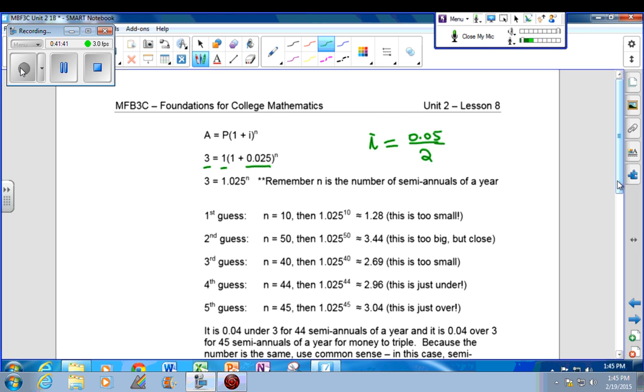So that's our i. Now, I don't like the way they did it here. They put 0.025, but I guess it's all right. They did the stuff inside the brackets, 1 plus 0.025. So now it's a pretty straightforward thing. We have 3 on one side, we have 1.025 to the n, and it's just a matter of trying to find the value of n. Now remember that n is 2 times the number of years. We don't know what the number of years is, right?